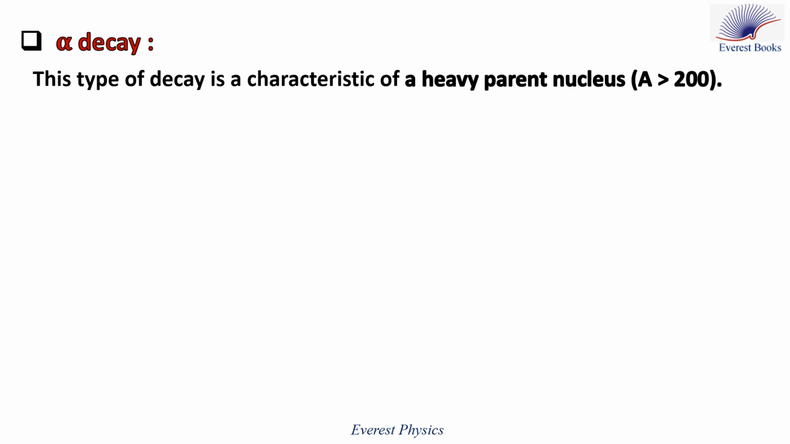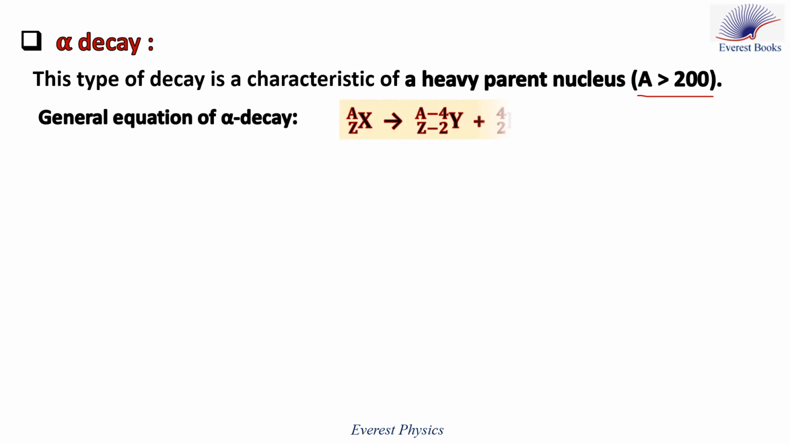Let's move to the alpha decay. This type of decay is a characteristic of a heavy parent nucleus, which means that the mass number should be greater than 200. This is the general equation of alpha decay. If the daughter nucleus is produced in an excited state, it returns to the ground state directly by emitting one photon, or in several steps by emitting more than one photon.